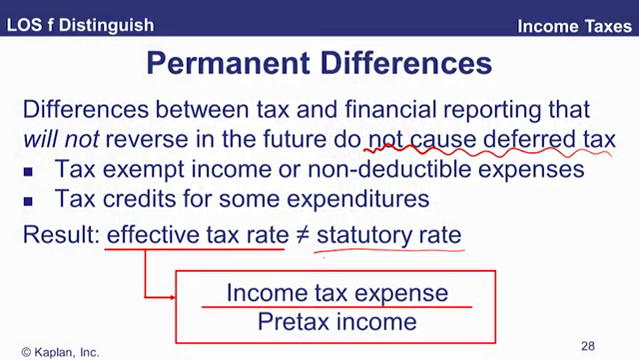So what are these permanent timing differences? Well, they could be tax-exempt income, so it's income that appears in the accounts, but it never goes through the tax return, or non-deductible expenses, so expenses that are going to appear in your financial statements, but are not allowed to appear in your tax returns. And we also might get tax credits for some kind of expenditure. Often capital expenditure may attract tax credits from the government.